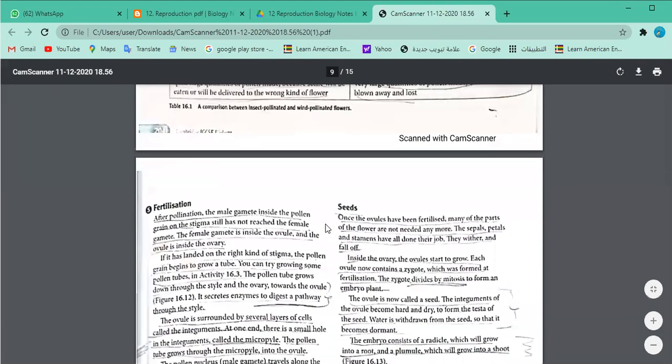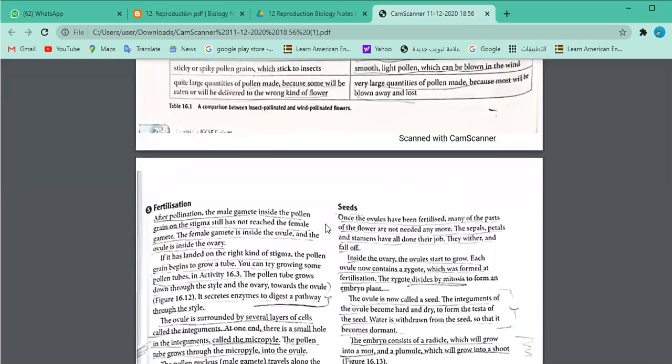Okay, so the next stage, when pollination has taken place, the next stage is fertilization. You remember, what is the definition of fertilization? What did we discuss about fertilization? Anybody would like to define it in a simple way?